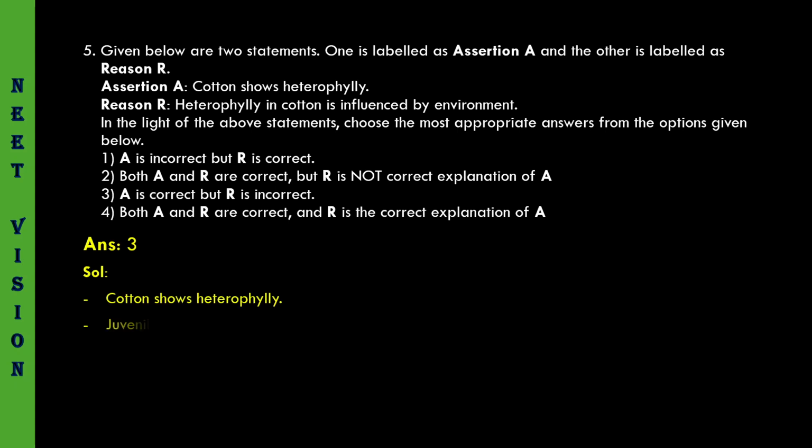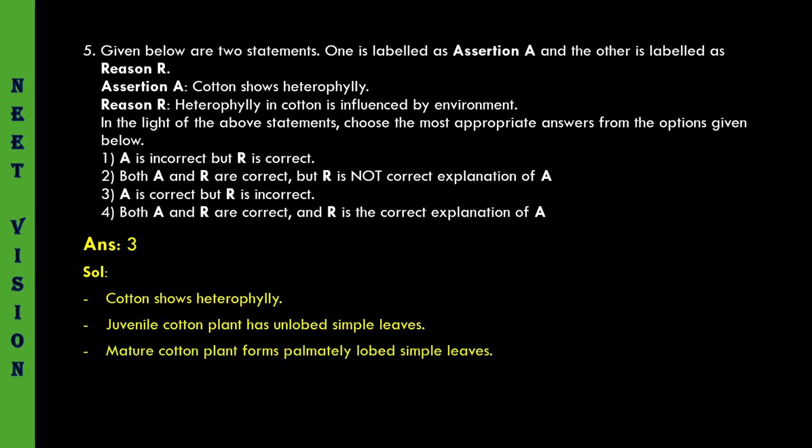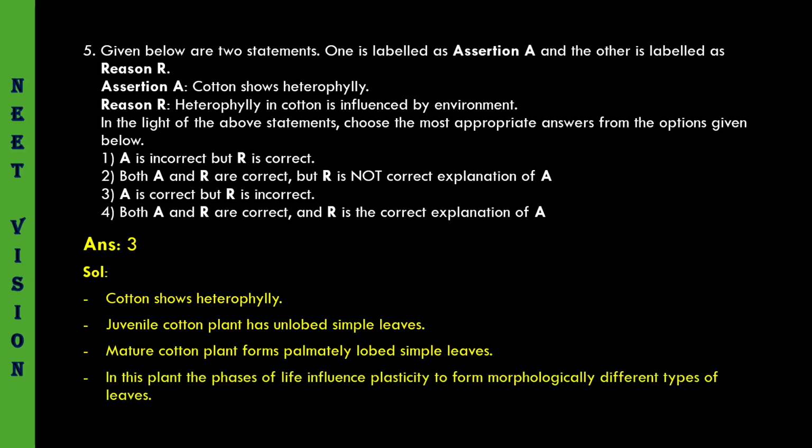Cotton shows heterophily. The juvenile cotton plant has unlobed simple leaves at the seedling stage. The mature cotton plant forms palmately lobed simple leaves. In this plant, the phases of life influence plasticity to form morphologically different types of leaves. Coming to the next question.